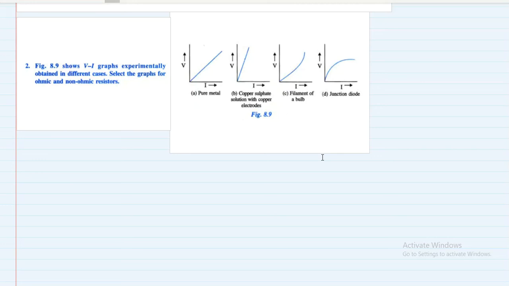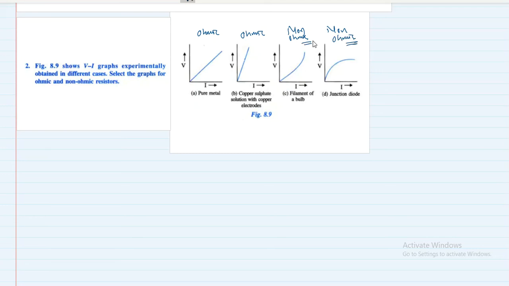Ashmit, are you there? Yes, sir. Which one is ohmic and which one is non-ohmic? Can you tell me? The first and the second one is ohmic, and the C and D is non-ohmic. Okay, can you tell me the reason? Because it has straight line. The first and third graphs are straight lines, hence they are ohmic. The third and the fourth graphs are curved lines, hence they are non-ohmic.